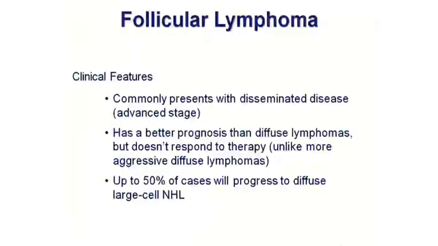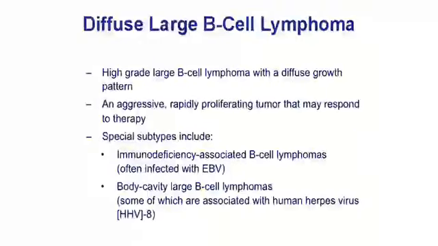As far as our clinical features, it typically presents with disseminated disease at advanced stage. Now, it does have a better prognosis than the diffuse lymphomas, but again, because it grows slowly, it doesn't respond to therapy. And because of that, the lymphoma can transform later on in life into a so-called diffuse large B cell lymphoma. Moving on to our diffuse large B-cell lymphoma.